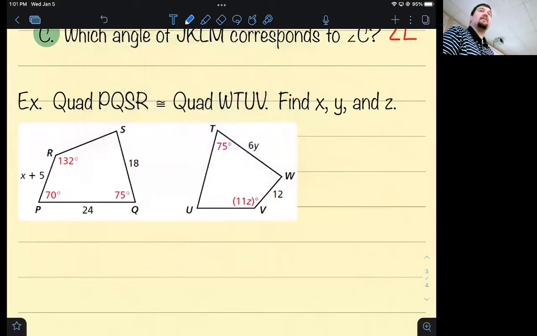Literally, where is X? Which trapezoid is it on? The first one or second one? Do you see it, Xander? First one. X is right here. It's part of the line segment RP. So I find RP.